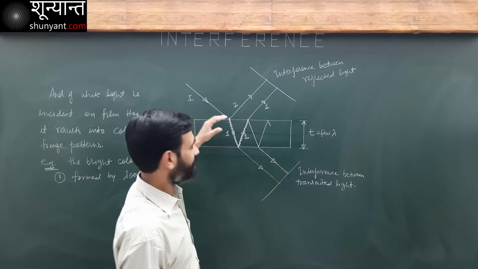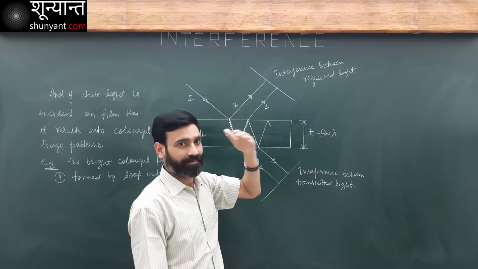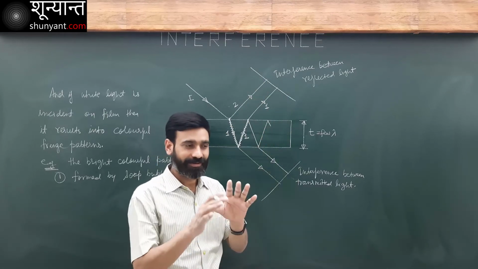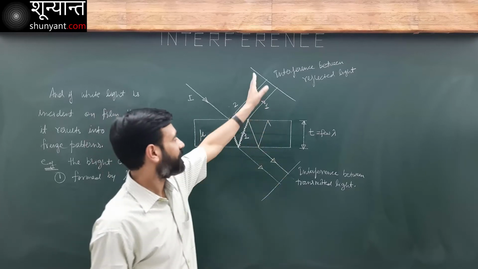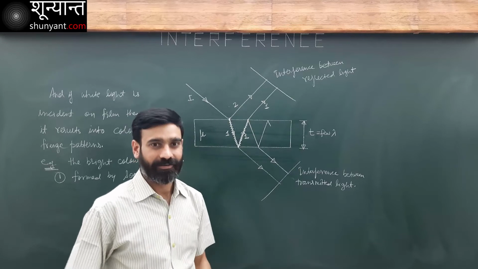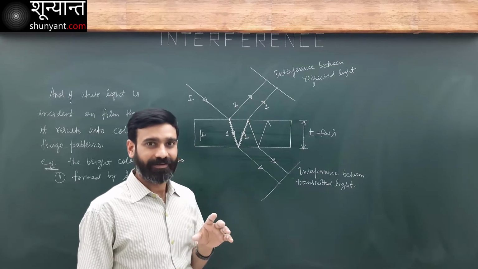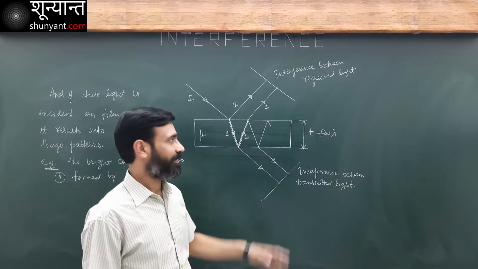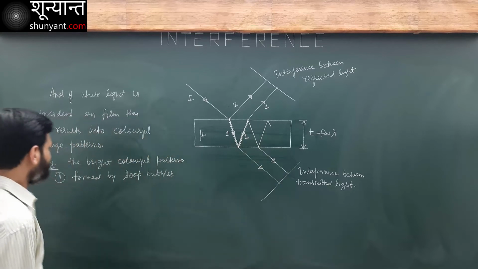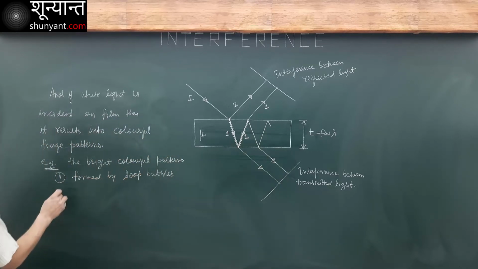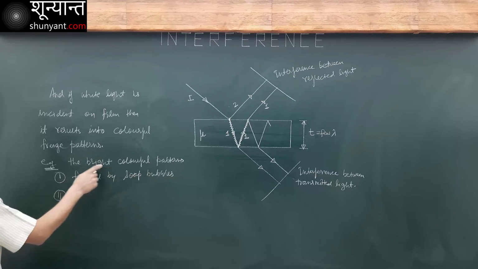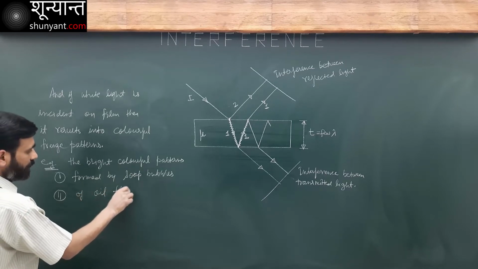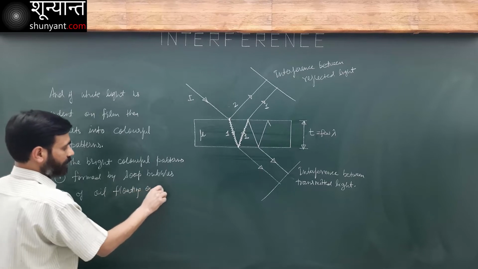So white light is incident, and then it gets reflected, and here we receive these two lights. They form an interference pattern. We are seeing that interference pattern. That is nothing but the fringe pattern of interference happening between the reflected lights. So that colorful pattern of the soap bubbles is because of interference from this thin film formed by the soap bubbles. Second, the bright colorful pattern of oil floating on water.